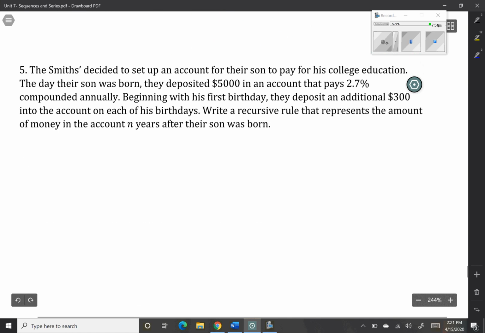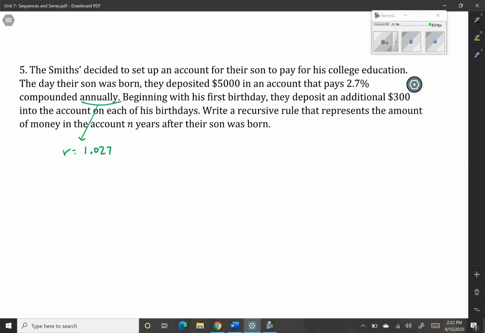Number 5 talks about the Smiths setting up an education account for their son. They deposit $5,000 and it pays 2.7% compounded annually. So compounded annually tells us that the common ratio is going to be 1.027. No need to divide by 12 or anything crazy like that because it's annual. It then says, beginning on his first birthday, deposit another $300 in the account for each one of his birthdays. Write a recursive rule that represents the amount of money in the account n years after their son was born. So let's think about this for a minute.